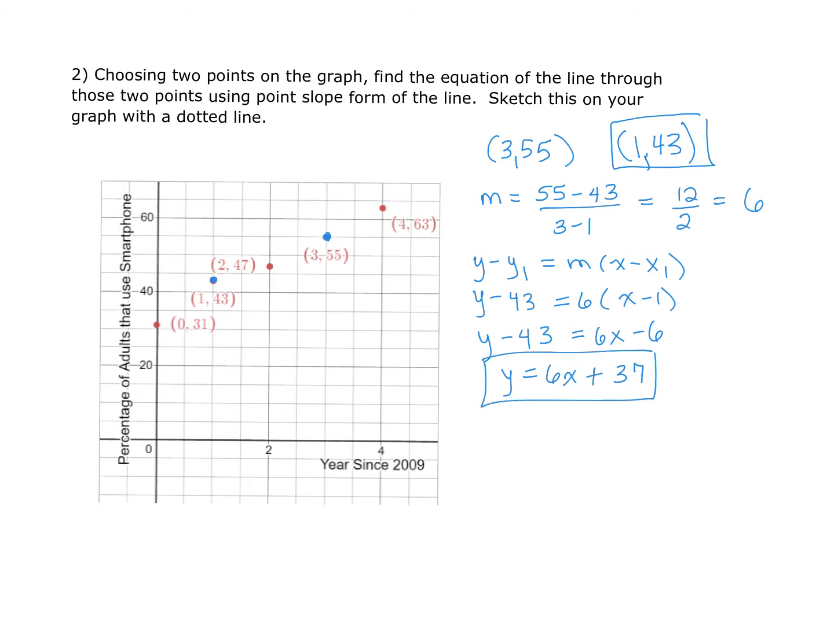So we know that our slope indicates our rate of change. In this case, 6% per year. And our y-intercept here is where it's going to cross the y-axis. So we're going to plot a point here. 37 might be around here. I've got the other 2 ordered pairs there, and I'm going to draw a dashed line through those points.